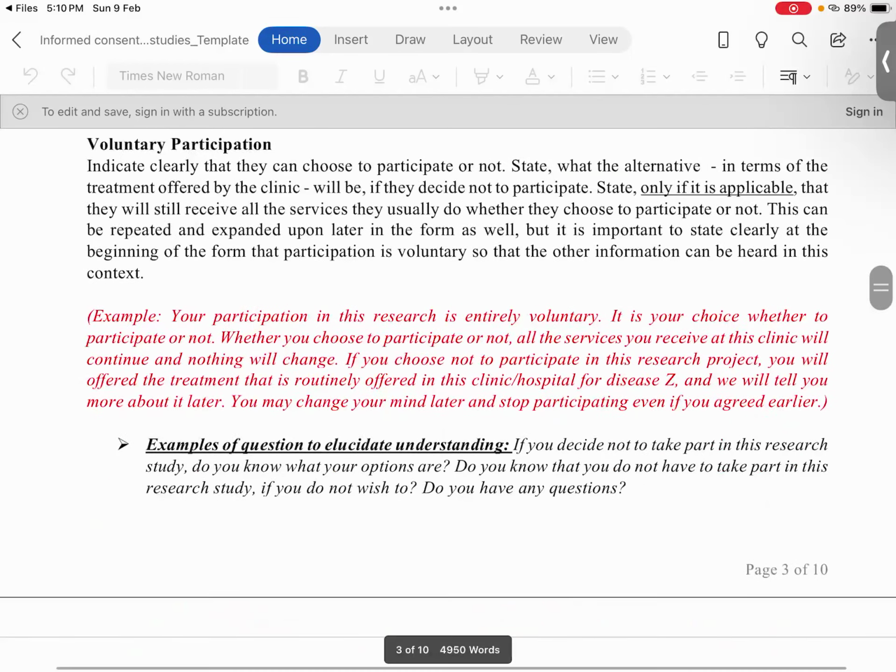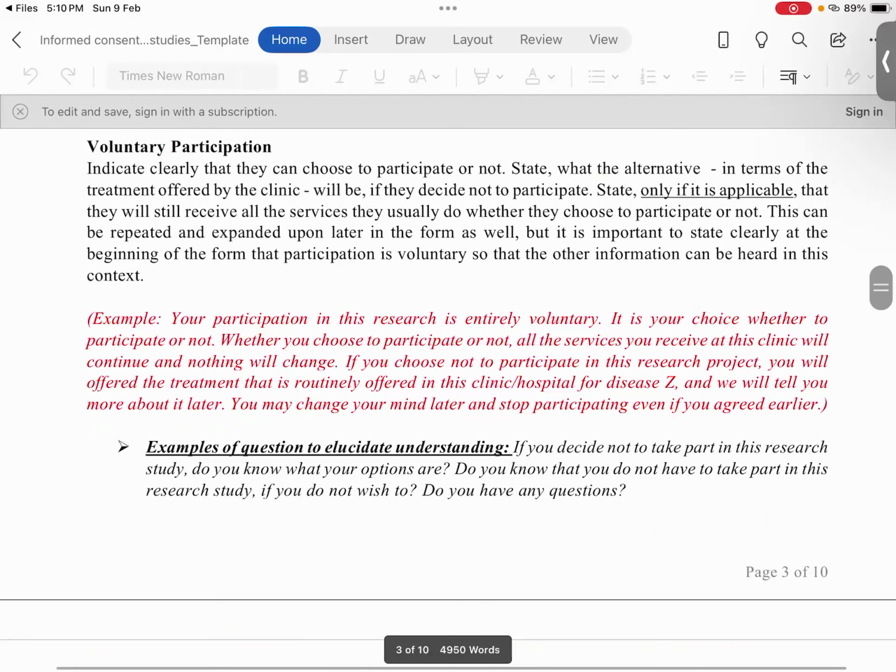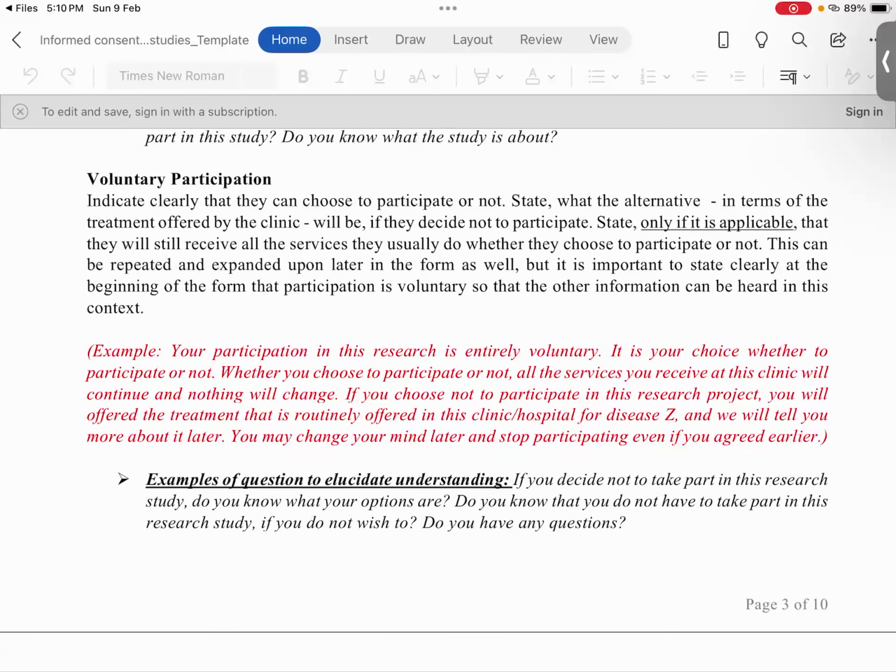Now, another important point, voluntary participation. What type of language do you write there? Your participation in this research is entirely voluntary. It is your choice whether to participate or not. Whether you choose to participate or not, all the services you receive at this clinic will continue, nothing will change. Because this might be research happening at a hospital. If you choose not to participate in this research project, you will be offered the treatment that is routinely offered in a clinic or a hospital, and we will tell you more about it later.